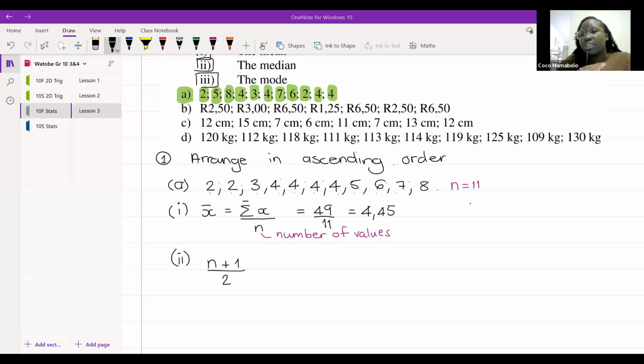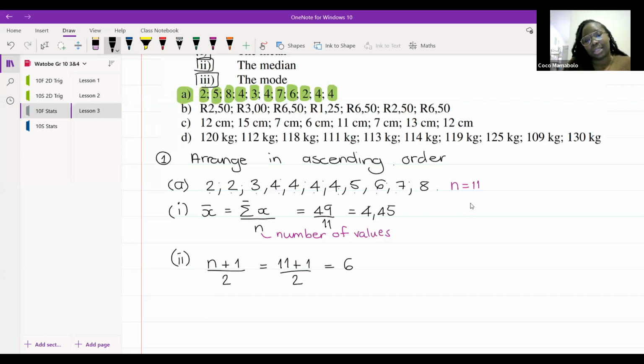I just need everybody else to give me a thumbs up if you understand why we're doing this. Remember what Tando and I were talking about: if we were going from 2 to 10 kilometers, we take 2 plus 10 and divide by 2. But Anotida, the answer isn't going to be 6. We go 11 plus 1 over 2, which is equal to 6, but this 6 isn't actually our median.